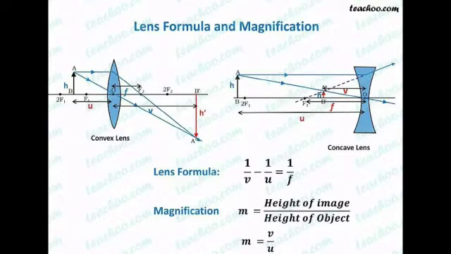Also, it is related to the distance of the object u and the distance of the image v as follows. m = distance of the image / distance of the object = v/u. If the magnification is greater than 1, then we get an enlarged image. On the other hand, if the magnification is less than 1, then we get a diminished image.